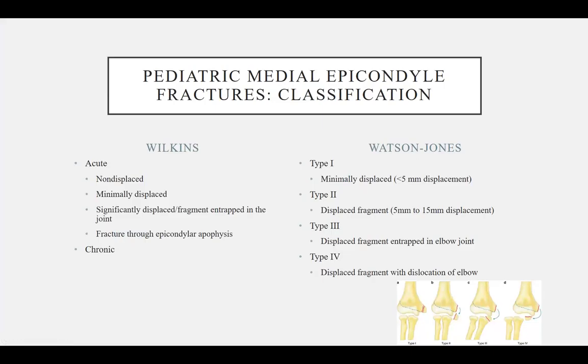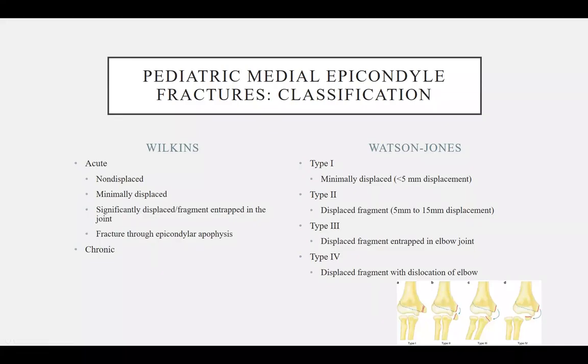Classification. Classification is based on the AP radiograph, which allows for significant variation in measurements due to factors such as radiographic positioning and alignment. Wilkins classified fractures as acute or chronic, with acute fractures subdivided into 4 categories. We have acute, which could be non-displaced, minimally displaced, significantly displaced, fragment trapped in the joint, or fractured through the epicondylar apophysis, or chronic. Chronic injuries are related to tension stress injuries, as in Little League elbow syndrome, and young baseball pitchers who throw in excess, as well as young pitchers just learning to throw curveballs.